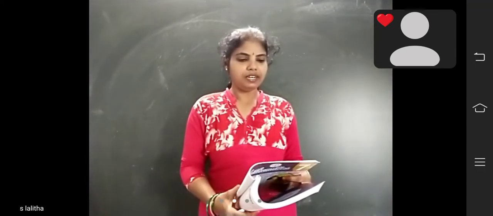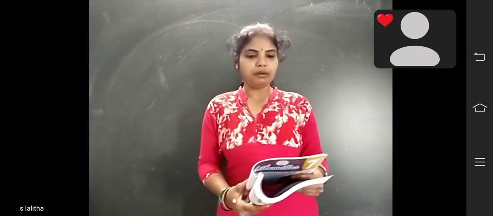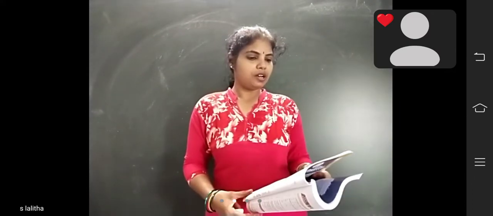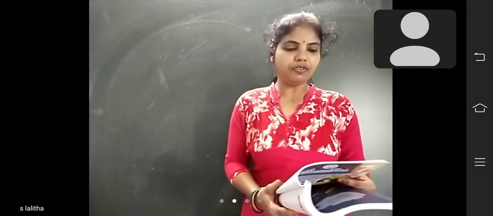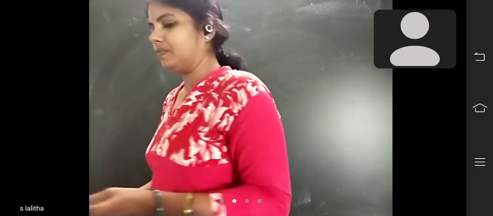Good afternoon, children. In the previous class, we learned exercise 1.4. First Roman is completed, second Roman is completed. Next, third Roman. See children, identify the true statements. What is the first one?